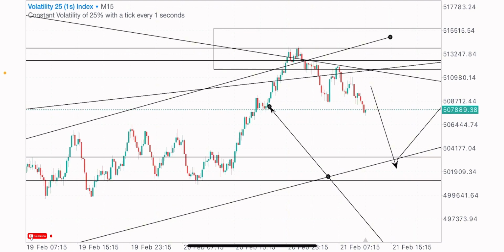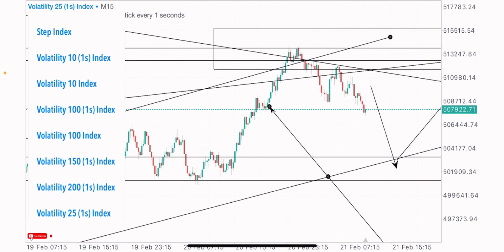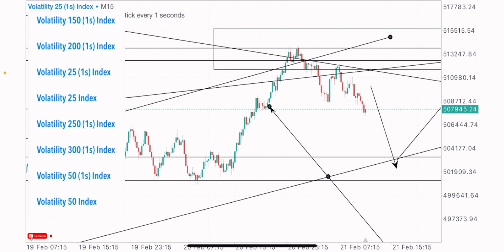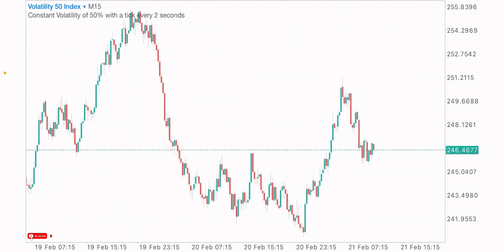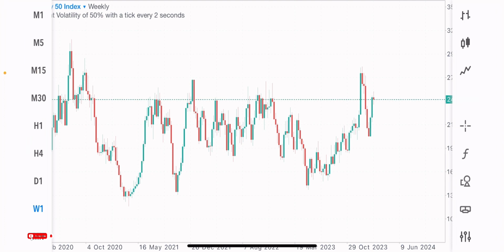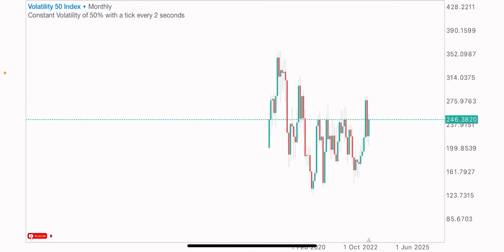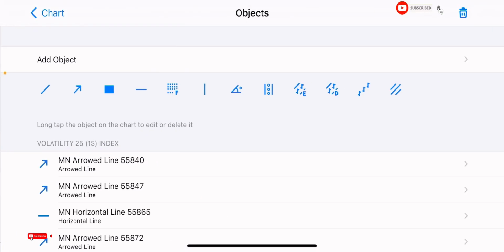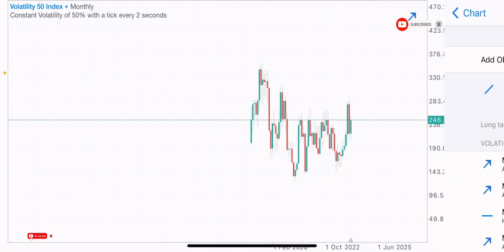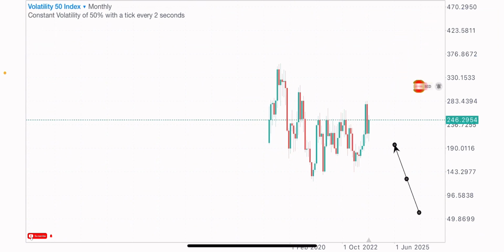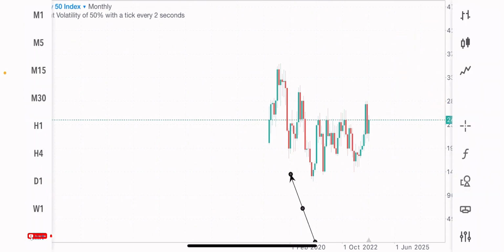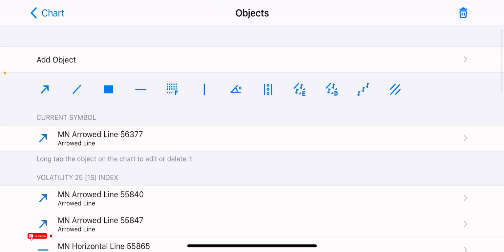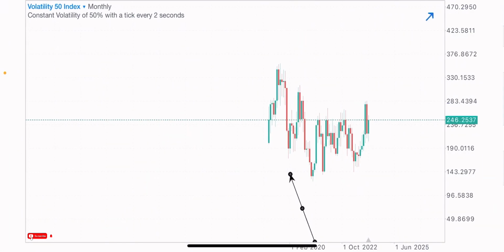So let's go to the 50 index here. Right, you guys know the first thing we do when we open our chart. We start from a higher time frame, either the monthly time frame, the weekly time frame, or the daily time frame. So let's start from the monthly time frame as well, because we started from the monthly time frame analyzing volatility 25 1S index. So on the monthly time frame on this index, what's the market structure basically? What's the market trend? What do we expect of this index?